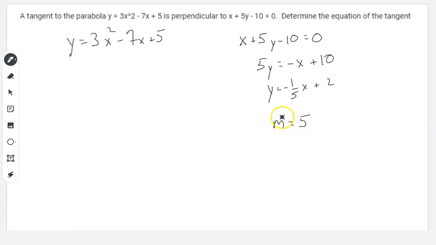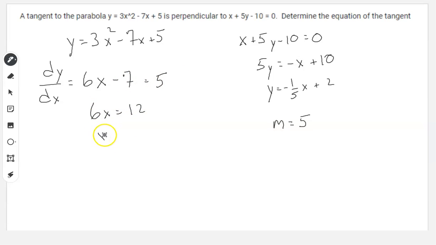Now the slope of the tangent will be the derivative of this function. So let's find that derivative. So dy by dx equals, it's just a bunch of power rules. So 2 times 3 is 6x minus 7. So there's the derivative. And we're going to set that equal to 5, and solve for the value of x where this is true. Okay, so 6x then equals, add 7, so 12. And so x is 2.